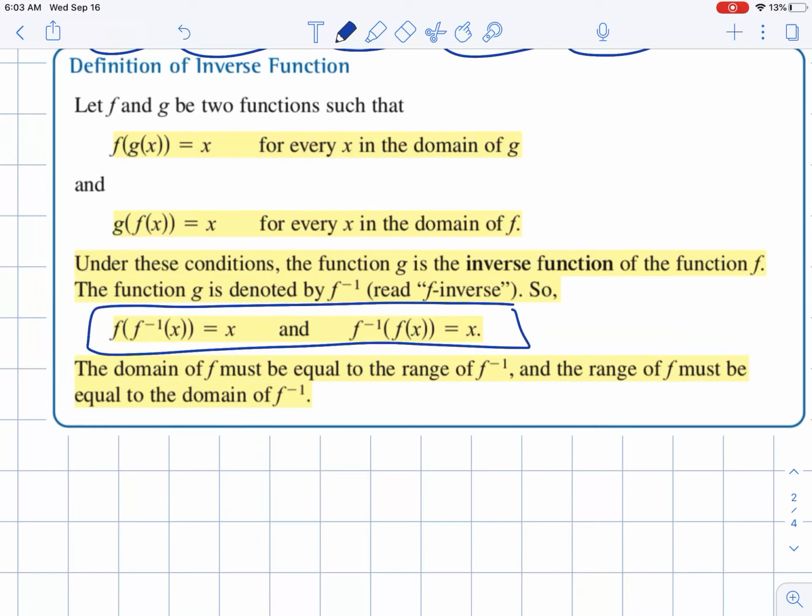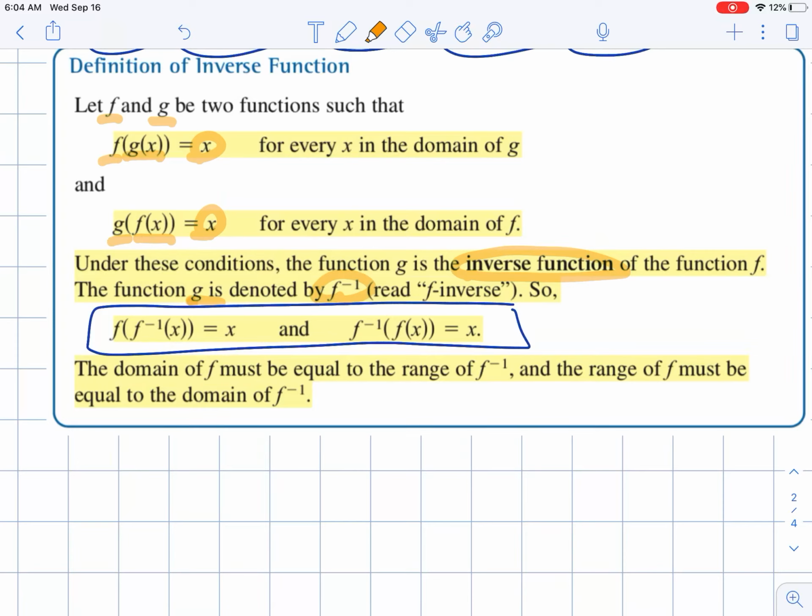Oh, and they actually said it right here. So this is the official way with all the mathematical terminology, which isn't really important for us to read, actually. We have to be able to make sense of it when we read these. So here's the definition. If f and g are two functions such that the composition of f of g of x is x and g of f of x is x, then we know that they're inverses of each other.